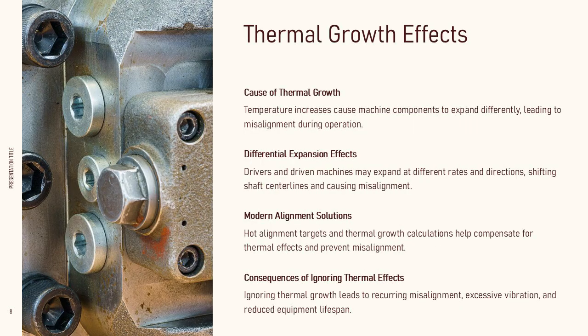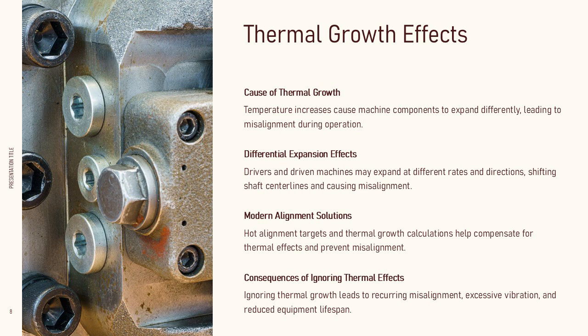Thermal growth is a significant and often underestimated cause of machine misalignment. During operation, machines experience temperature increases that cause components to expand. Because drivers and driven machines may operate at different temperatures or be constructed from different materials, they can expand at different rates and directions. This differential thermal growth can shift shaft centerlines and introduce misalignment that was not present during cold alignment. For example, a pump handling hot fluids may grow vertically and horizontally, while its driver remains relatively cooler.